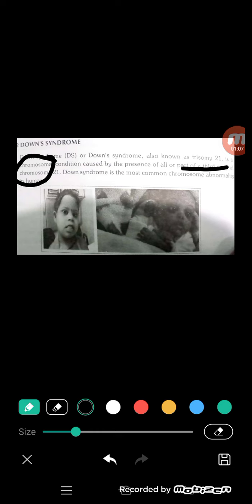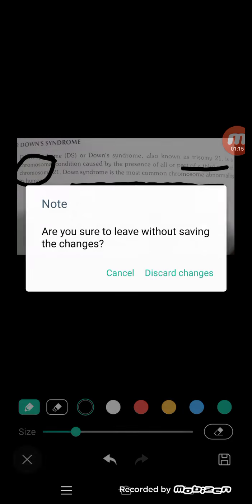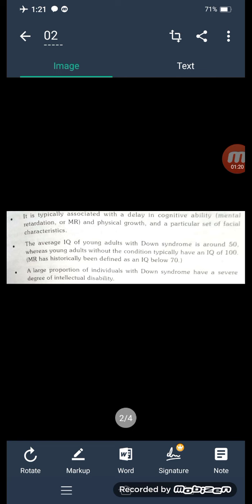Down syndrome is the most common chromosomal abnormality in human beings. It is typically associated with a delay in cognitive ability, which means mental retardation. The next one is physical growth: mentally disturbed, physically disturbed, and particularly with facial characteristics. So Down syndrome can be easily identified by physical changes, characteristic changes, and also mental changes.